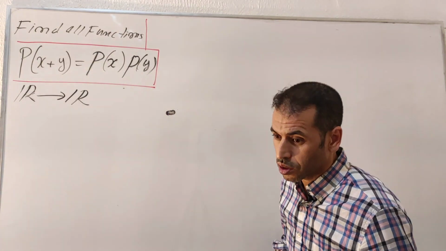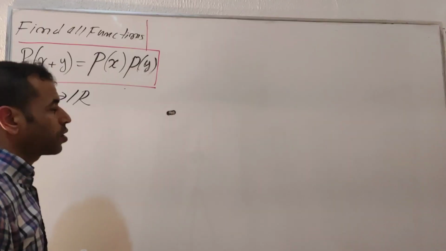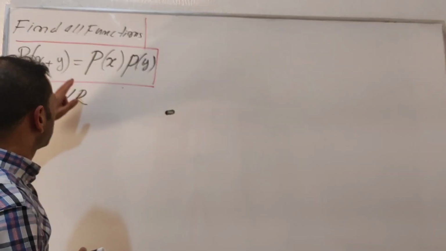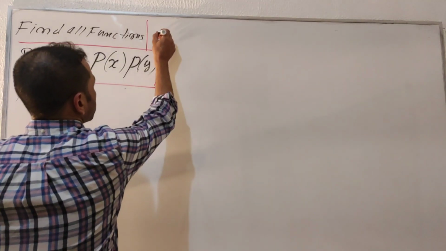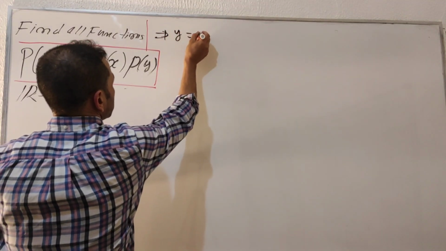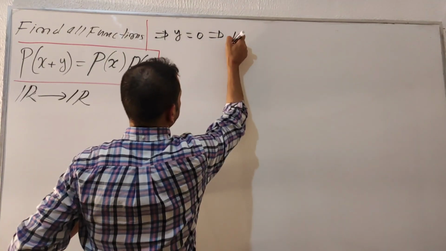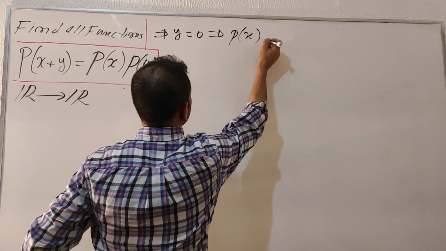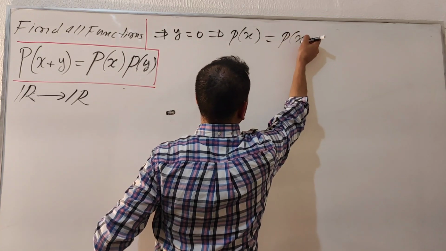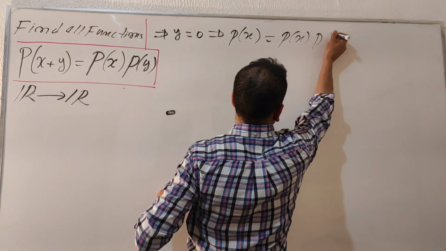So let's go ahead and get started with this one. The first thing that I'm going to start with is to set y equals 0. Okay, first y equals 0. I will have a reduced expression. I will have P of x equals P of x multiplied by P of 0.